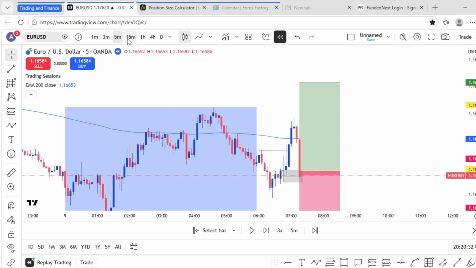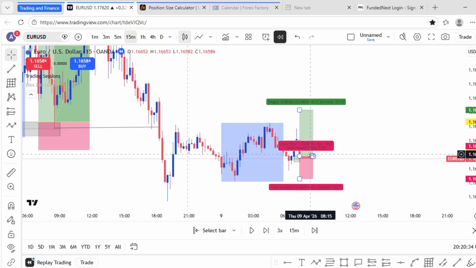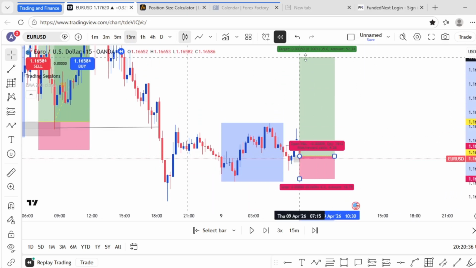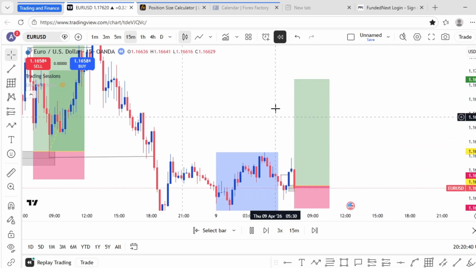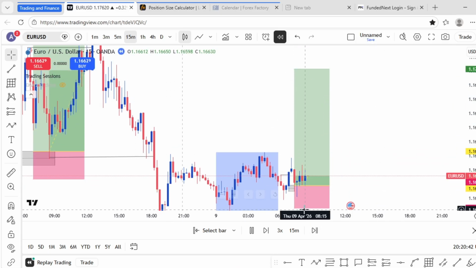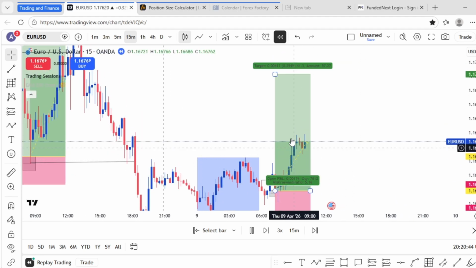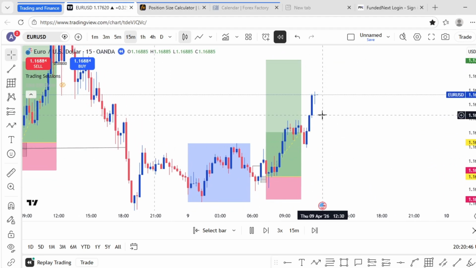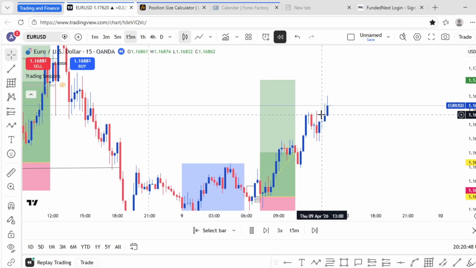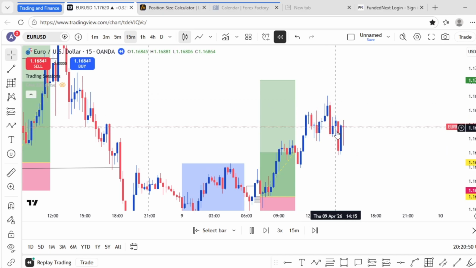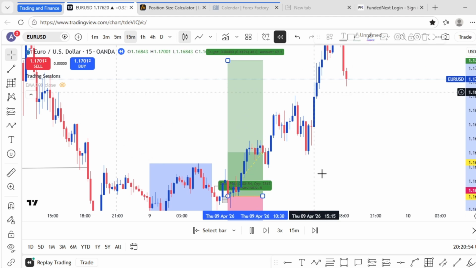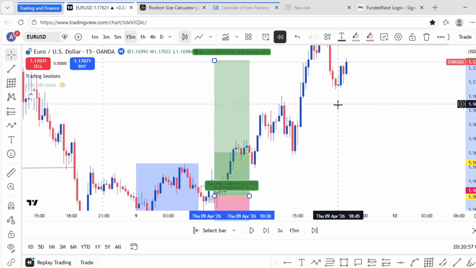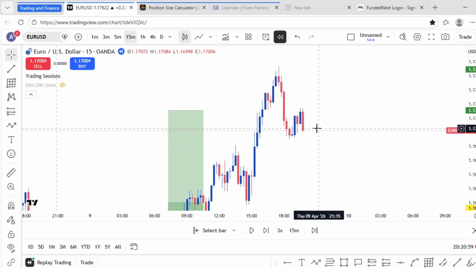Okay, and let's see what happens. Let's see if we will get like 1:3 or 4 TP. Let's see. Okay, we are in and we are already moving towards the direction. Okay, we are almost there. Okay, we are up 1:6 reward ratio plus. That's pretty much about it.